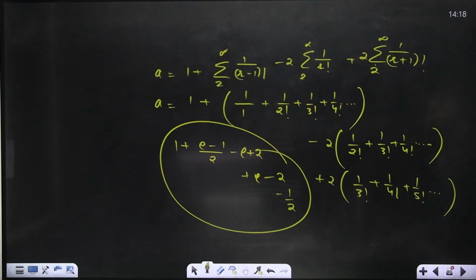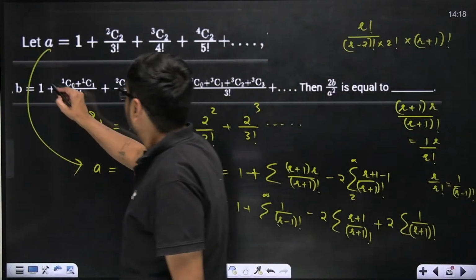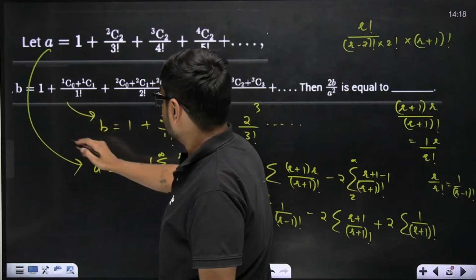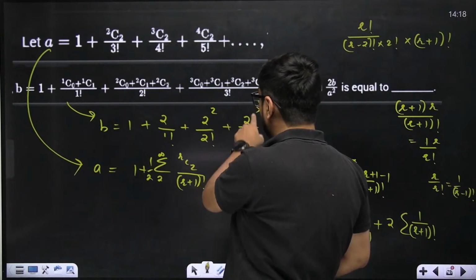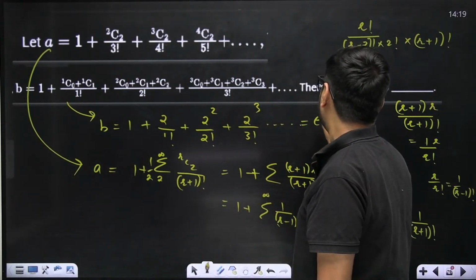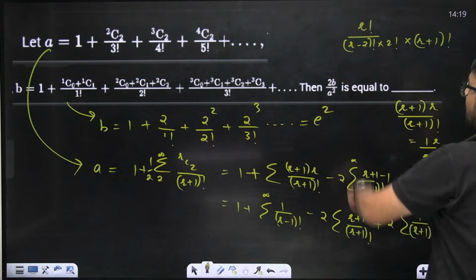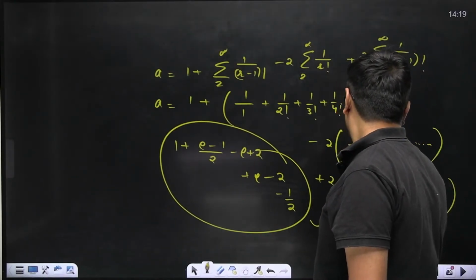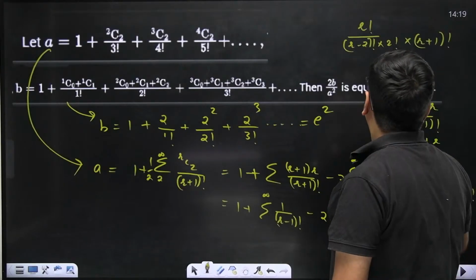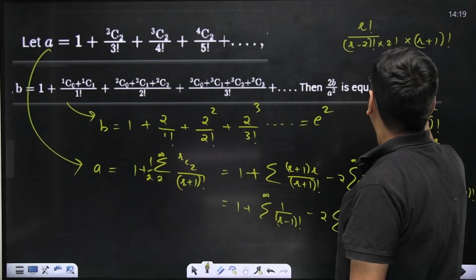And B is just e square, right? B I showed you, right? B is just what? B is what here? B is 1 plus 2 upon 1 factorial, 2 square upon 2 factorial, 2 cube upon 3 factorial. So this is nothing but e square. What do you need to calculate? 2b upon a square. Calculate a square. How much is a coming? Calculate all this. Half, e, I think e by 2 it should come. Half is getting cancelled. E by 2 it will come. This will come as e by 2, right? And e square by 4, e square divided by e square by 4.